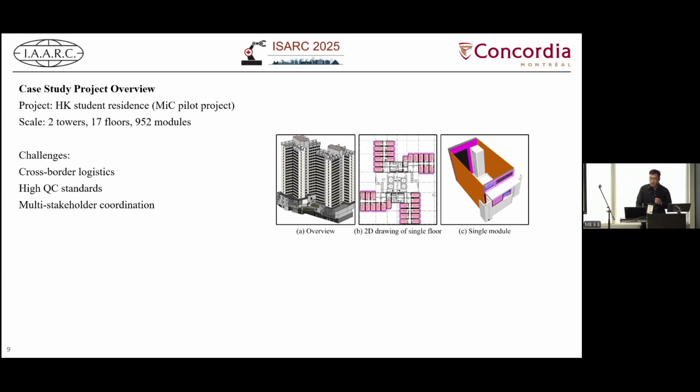And I will use a case study for illustration. This project is a student residence in Hong Kong, and it includes 2 towers. Each tower has 17 floors, and in total about 1,000 modules. All these construction modules are manufactured in a factory in mainland China and then transported to Hong Kong for assembly. And therefore, the whole management process has 3 key challenges. The first is the cross-border logistics. The second is the high quality control standards. And the last is the multi-stakeholder coordination.